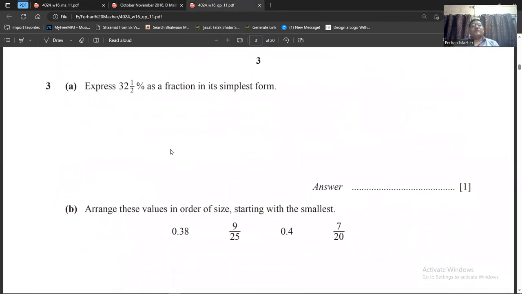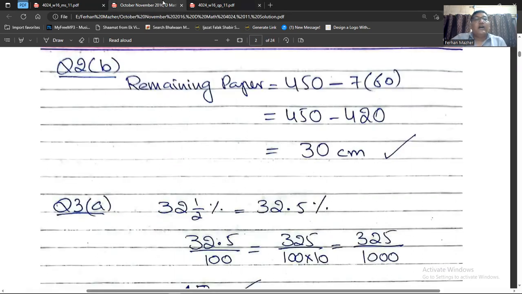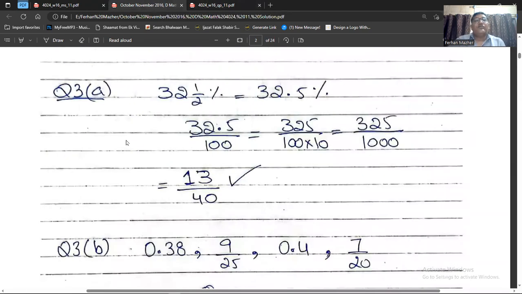Now we have question number 3. It's A part. He says express 32 whole 1 by 2% as a fraction in its simplest form. 32 whole 1 by 2, which means 32.5%. 32.5% in fraction will be 32.5 divided by 100, and that will be 325 divided by 1000.